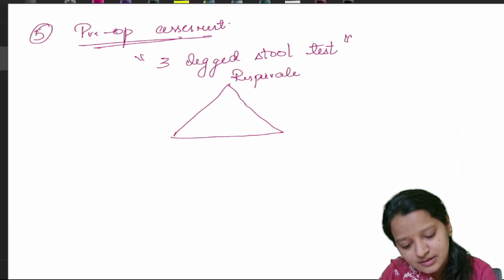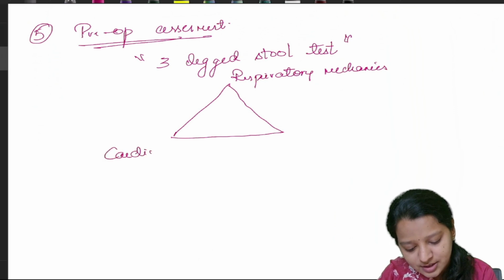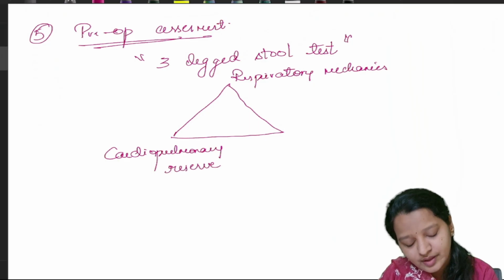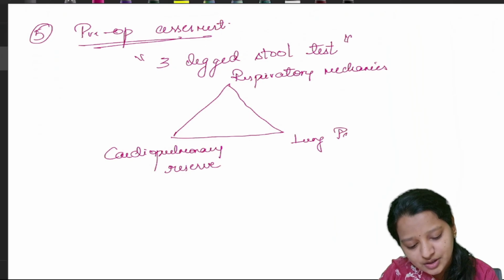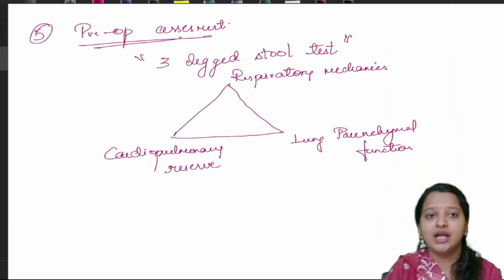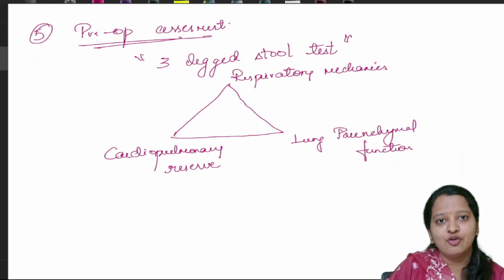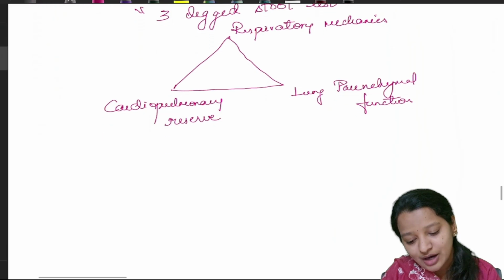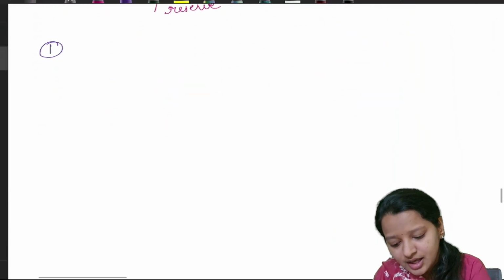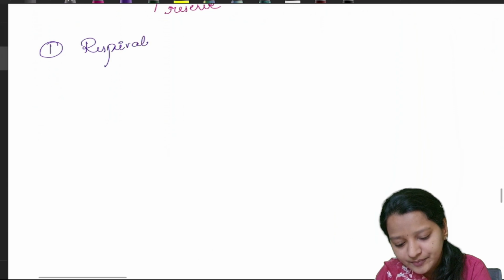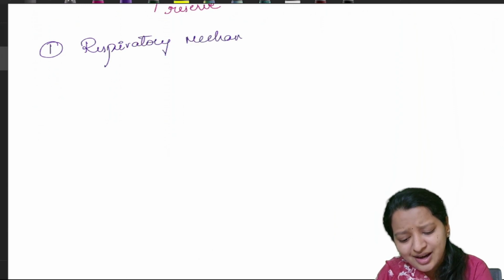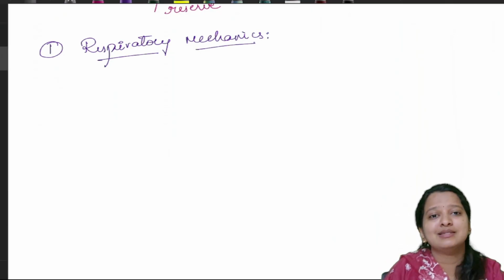respiratory mechanics, cardiopulmonary reserve, and lung parenchymal function. Okay, this is very important in one lung ventilation. So, if you have a question on this one lung ventilation, don't forget to write about this concept. Okay, so let us see one by one. First, let us go for respiratory mechanics. If you can't remember the whole theory given in the textbooks, please remember at least these some points.